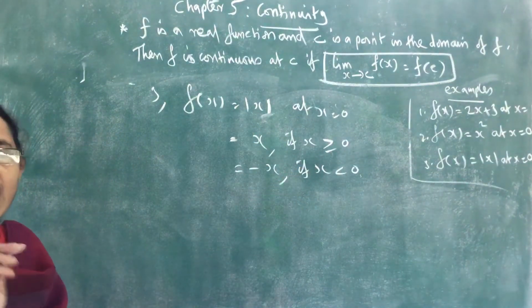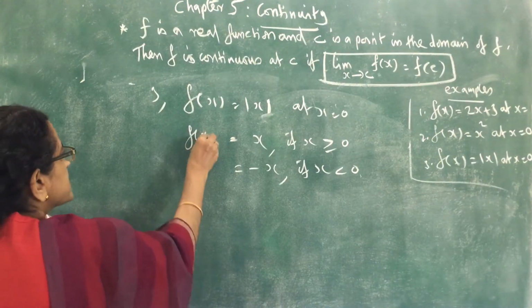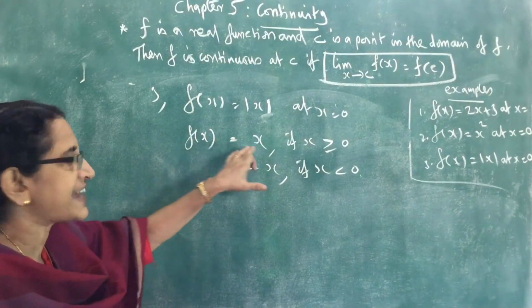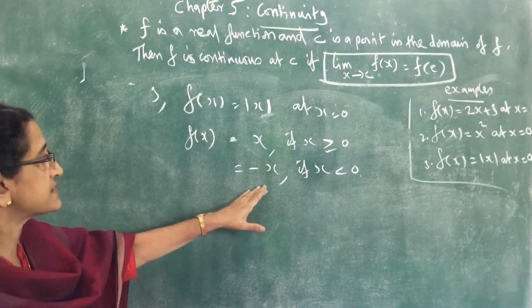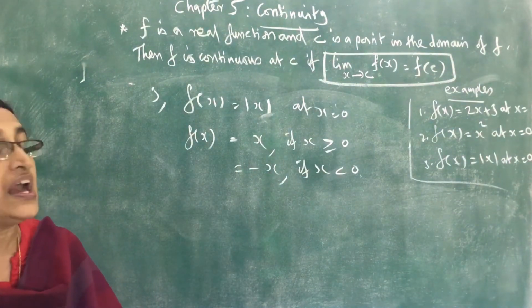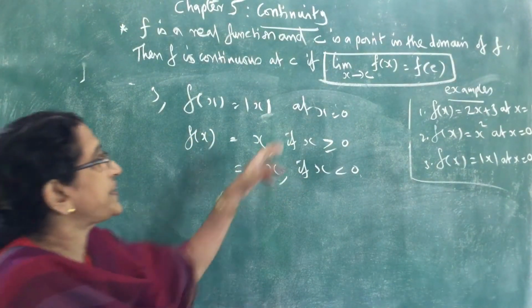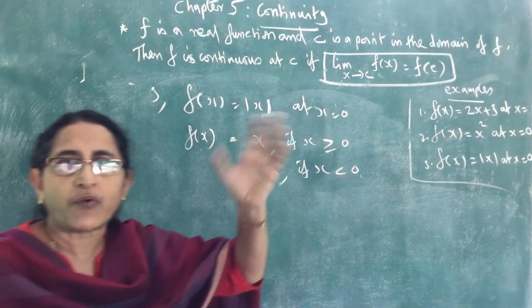So actually we have to remove the modulus and rewrite the function. Modulus x means f of x equal to x if x is greater than or equal to 0, and f of x equal to minus x when x is less than 0. That is the given function. Now we have to check the continuity at x equal to 0. For that, we want to find the limit as x tends to 0 of f of x, and f of 0. Both we want to find.